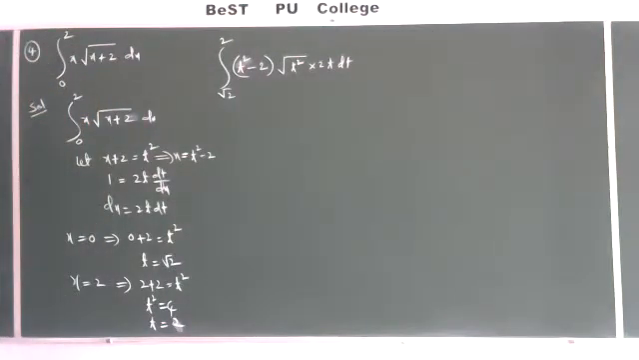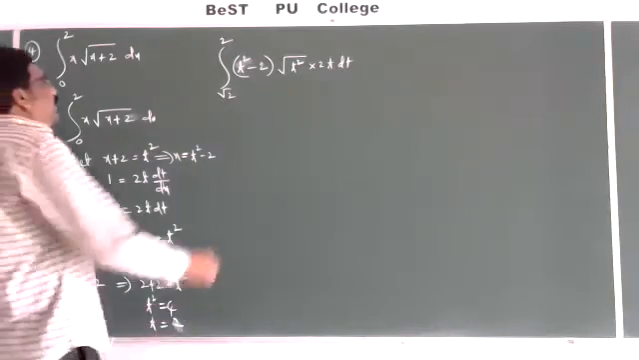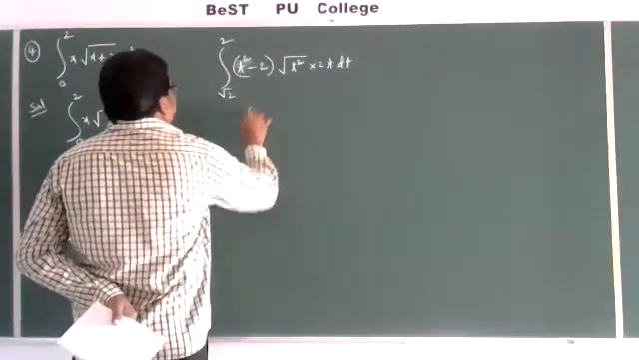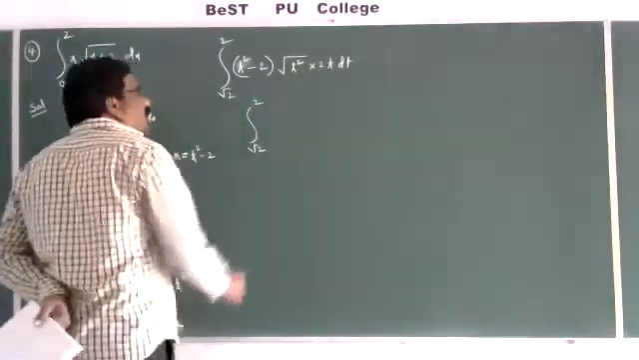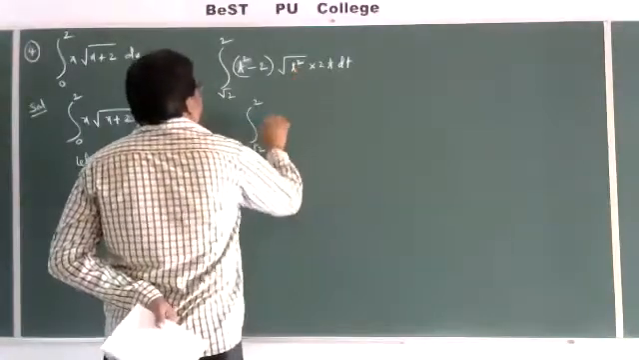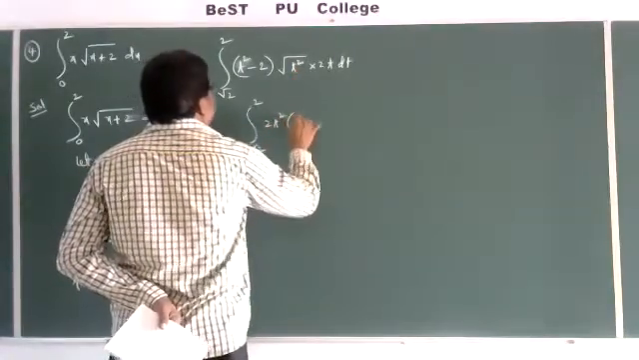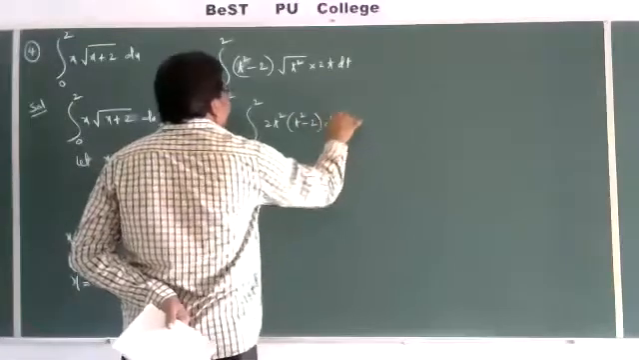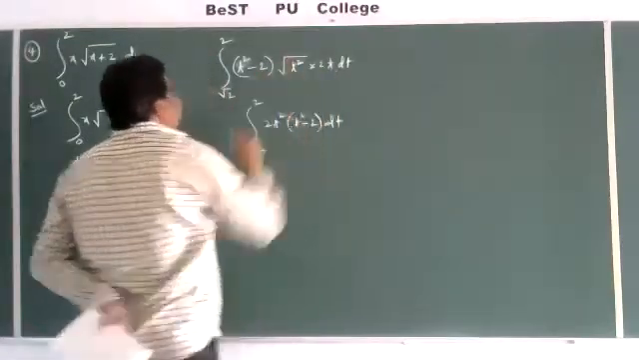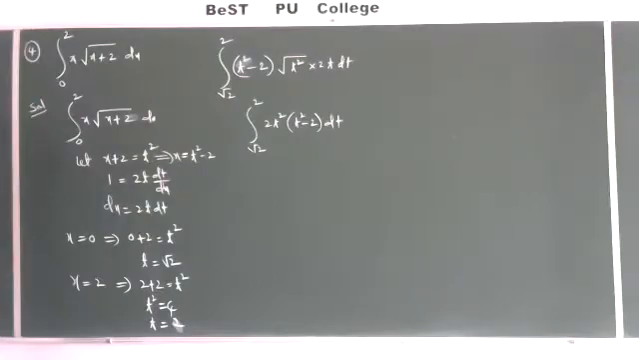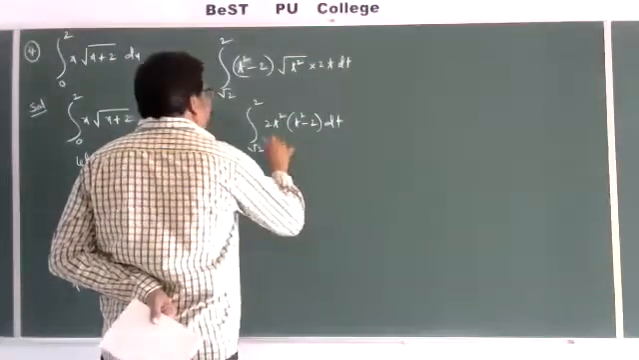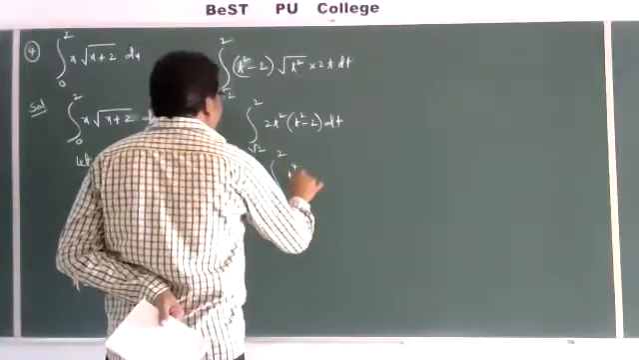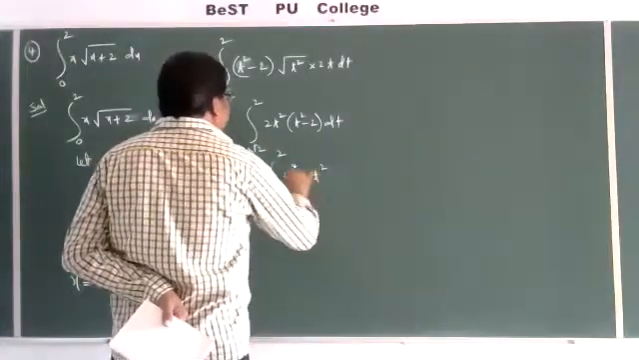x is t square minus 2, root of t square, and dx is 2t dt. That is integral root 2 to 2. Root t square is t. That is 2t square into t square minus 2 dt. Then 2 into integral root 2 to 2 of t square into t square minus 2t square, that is t to the power of 4 minus 2t square into dt.